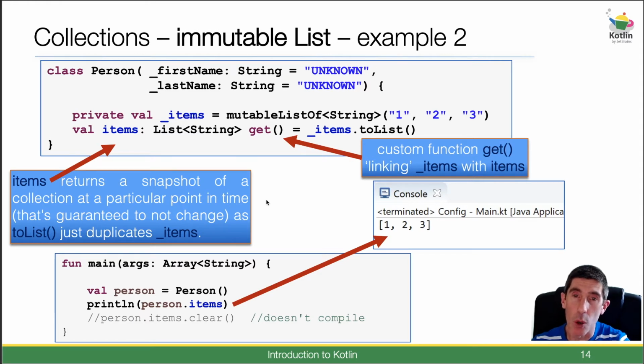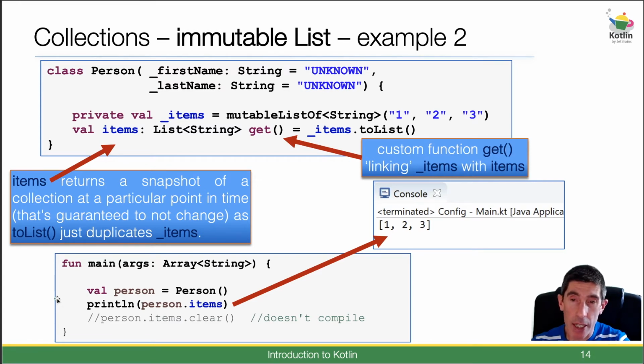So in this case here, items returns a snapshot of the collection at a particular point in time, and that's guaranteed not to change, as toList just duplicates the items. So even if and when items changes, when this class is created, it's a snapshot of a particular point in time. Just be aware of that.